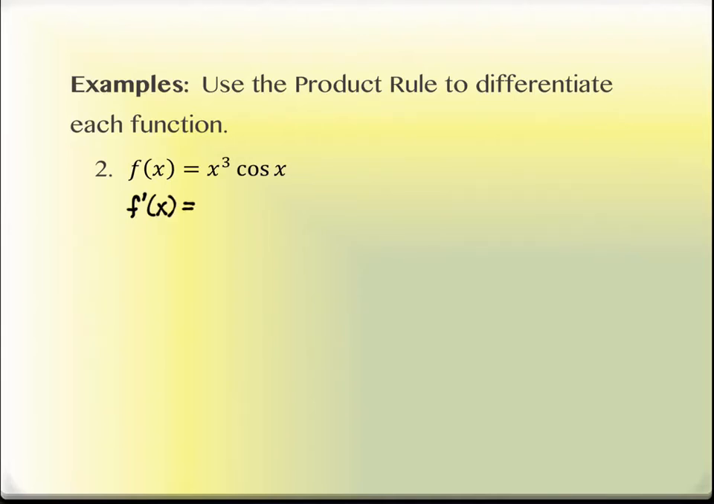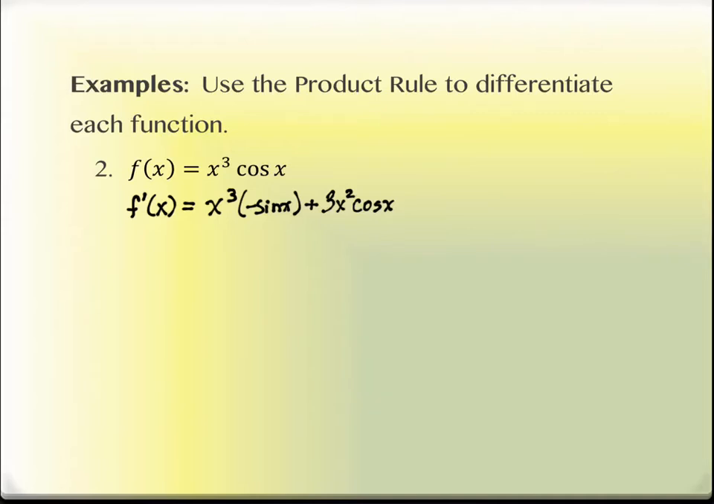So the first piece is rewritten, x cubed. What's the derivative of cosine of x? Negative sine of x. And then I need the derivative of x cubed, which is 3x squared. And then I rewrite cosine of x.